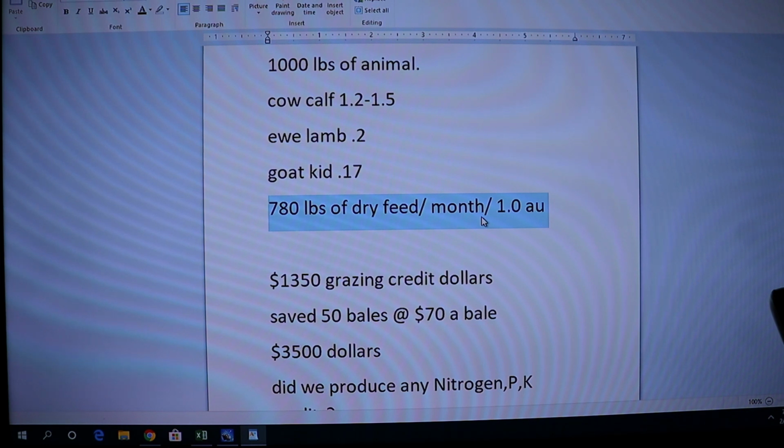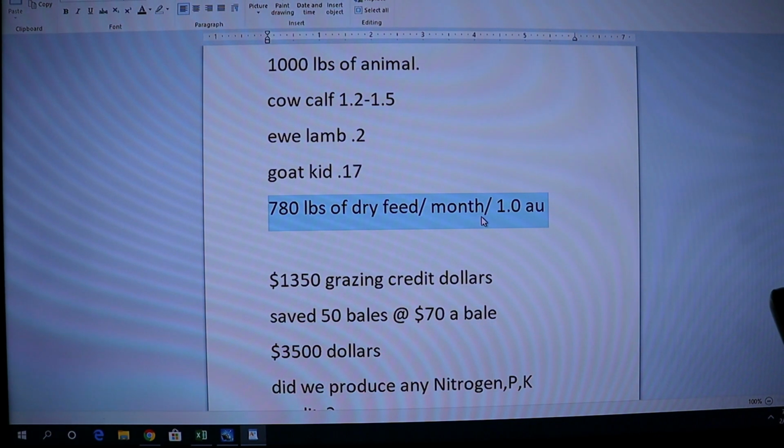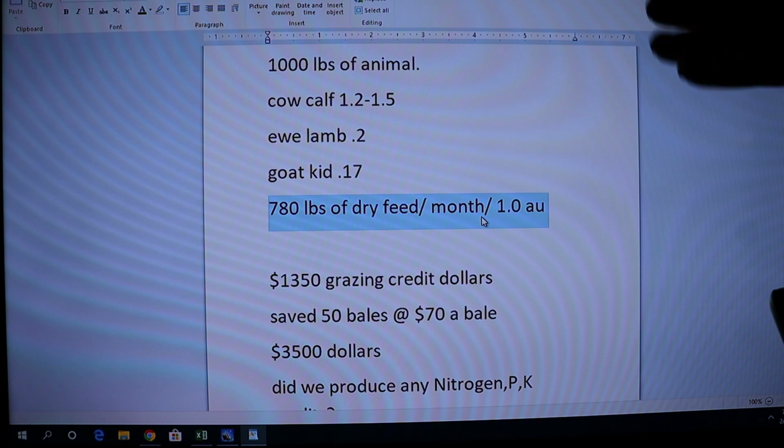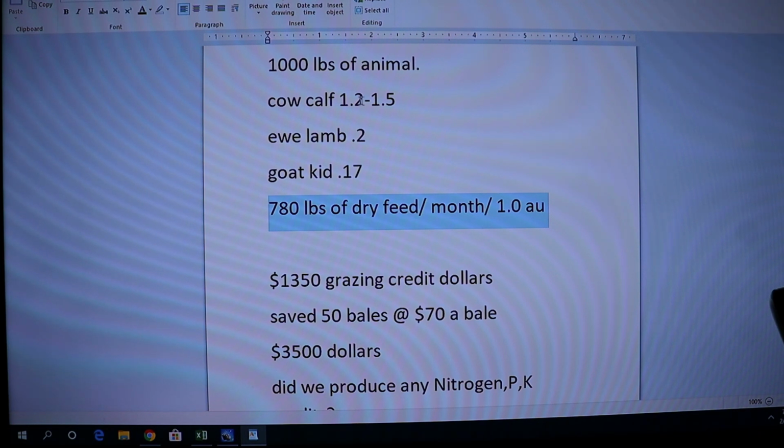It's also based off of 780 pounds of dry feed per month off of that parcel, whether it's an acre, whether it's 10 acres, it doesn't matter. It's based off of 780 pounds of dry feed for the month. So knowing how many animal credits, if you have 10 cow-calf pairs, you have 12 to 15 credits. So of that 15 credits, okay, I have 15 credits to account for.